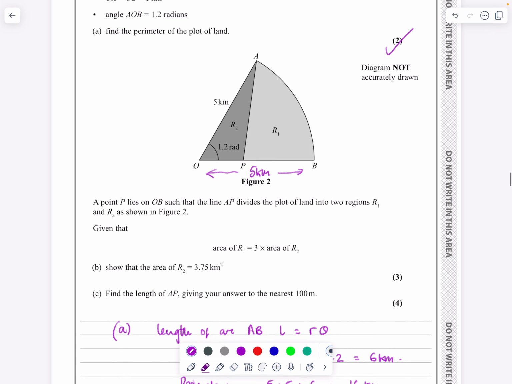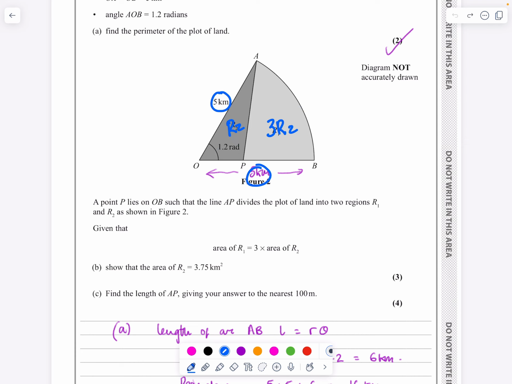It then says, point P lies on the line such that AP divides the line into 2 regions, and they're telling me that R1 is 3 lots of R2. This would be 3 lots of R2 if this was R2 here. And they say, can we show that the area of R2 is equal to 3.75. Well, yeah, we should absolutely be able to do that as well, because if I've got 5, 5 and 1.2, I can work out the area of the sector, half r squared theta, and then that's going to be the same as R1 plus R2, isn't it?